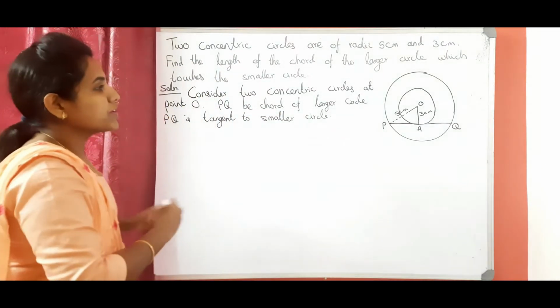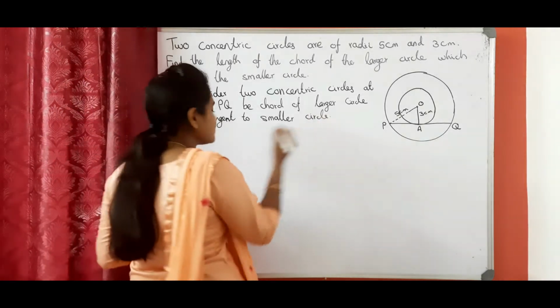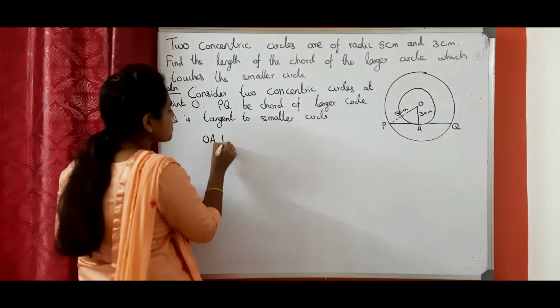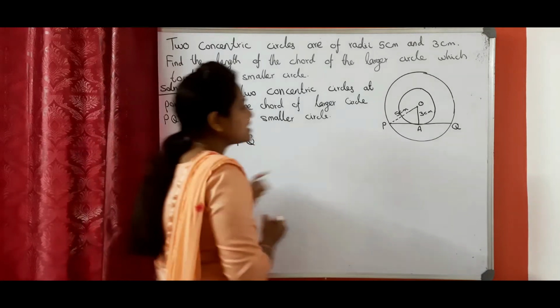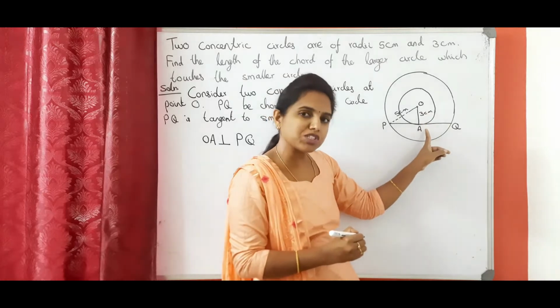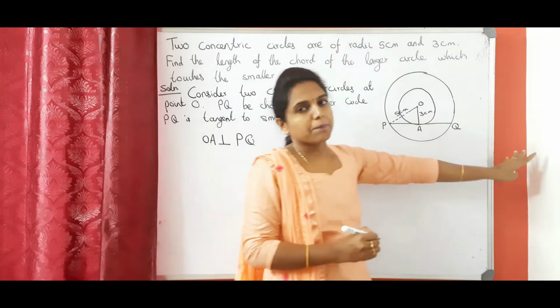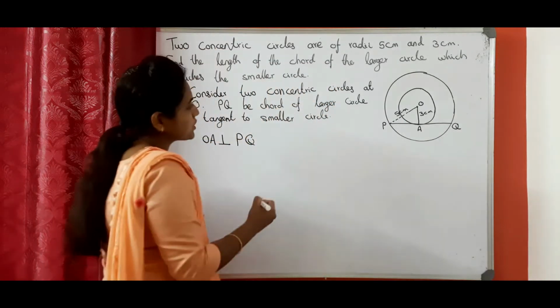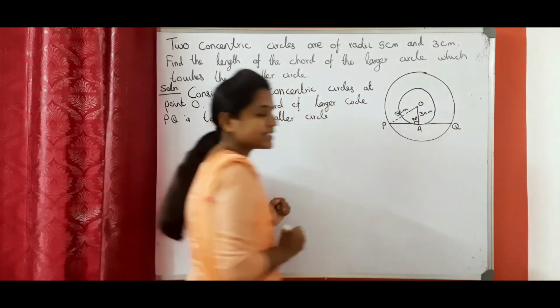So here we know, using theorem 1, what can we say? The radius is perpendicular to the tangent PQ. PQ is the tangent of the smaller circle and OA is the radius of the smaller circle. Using theorem 1, OA is perpendicular to PQ, which means the angle here is 90 degrees.